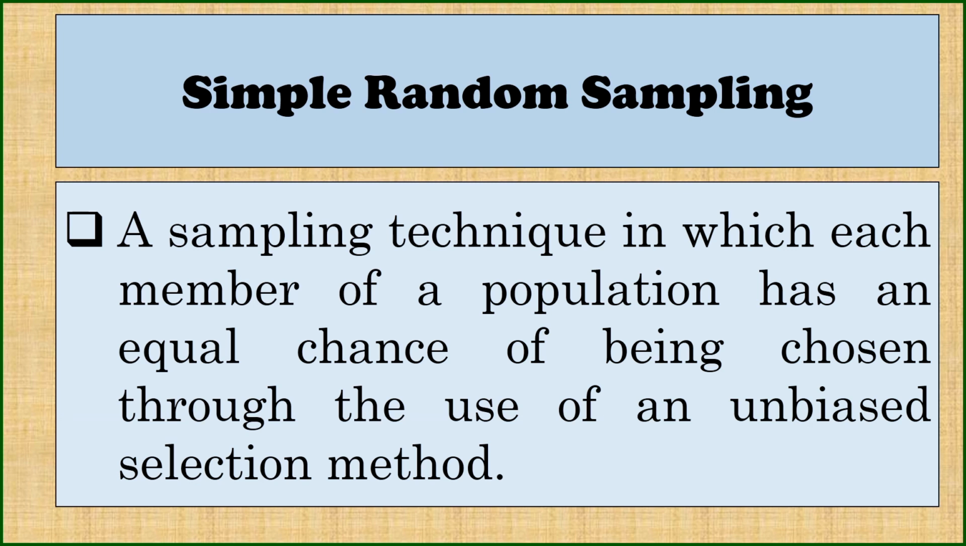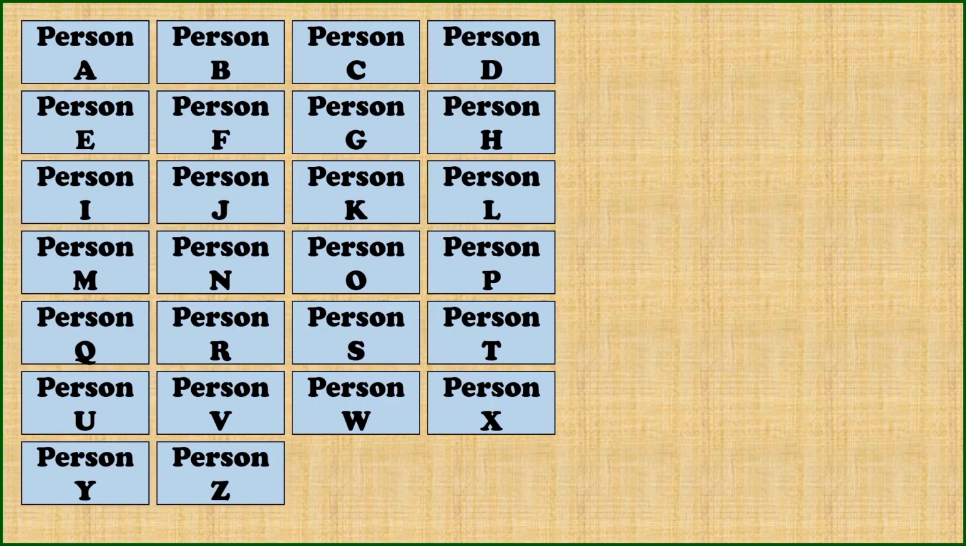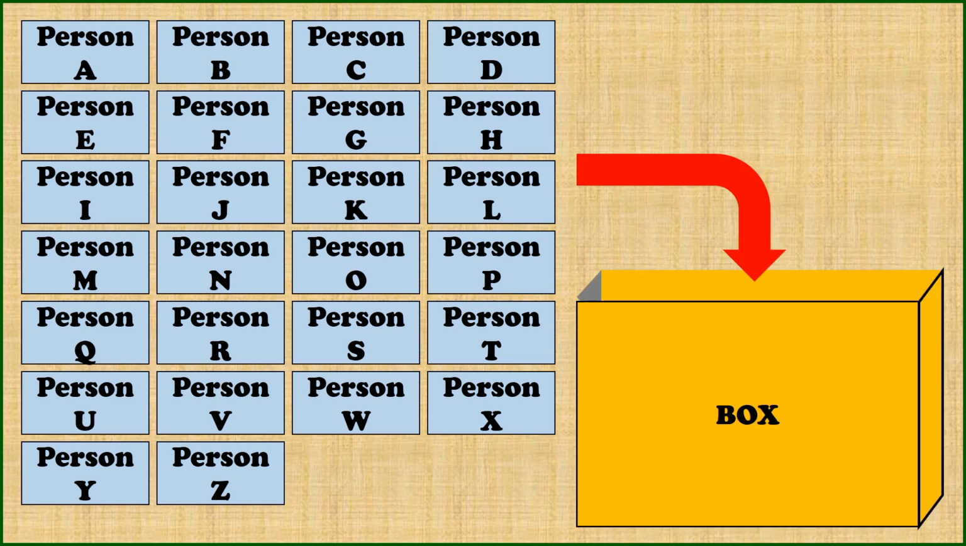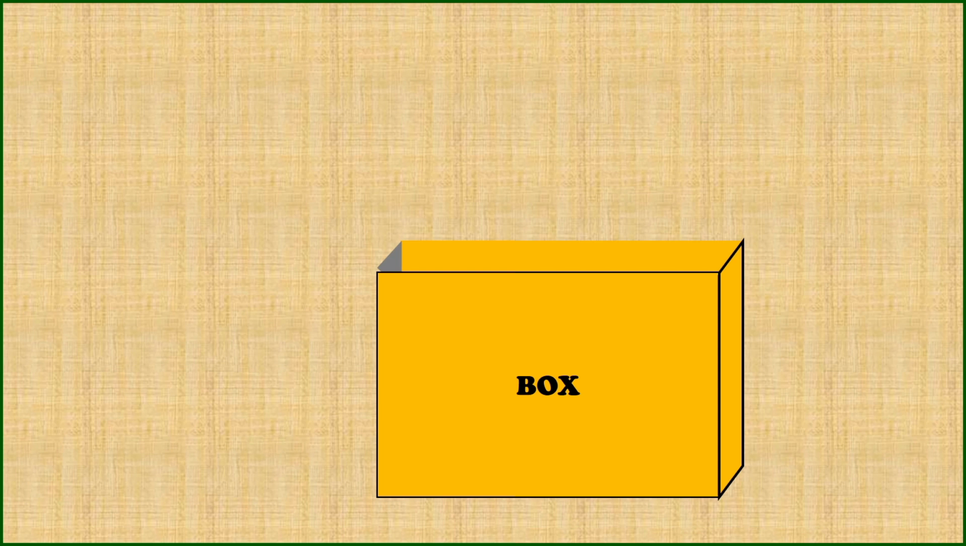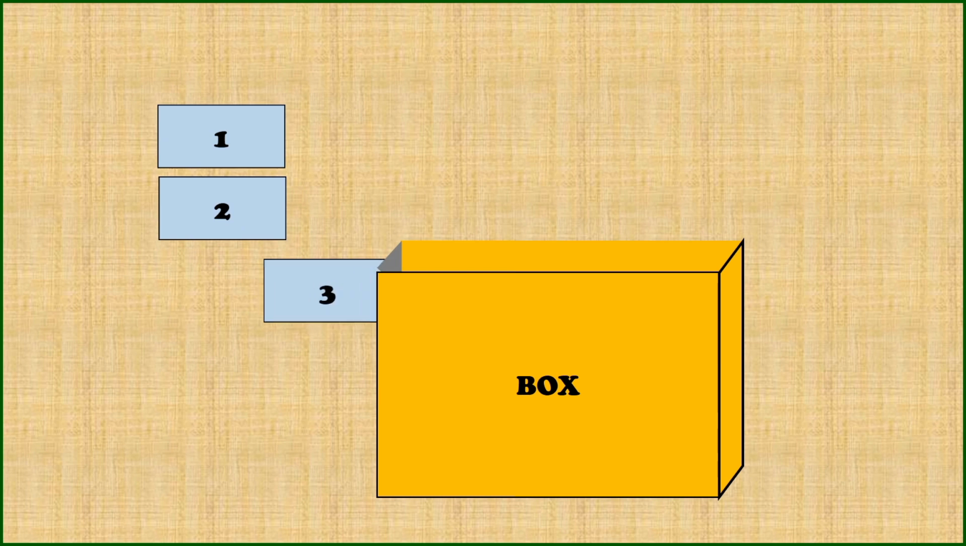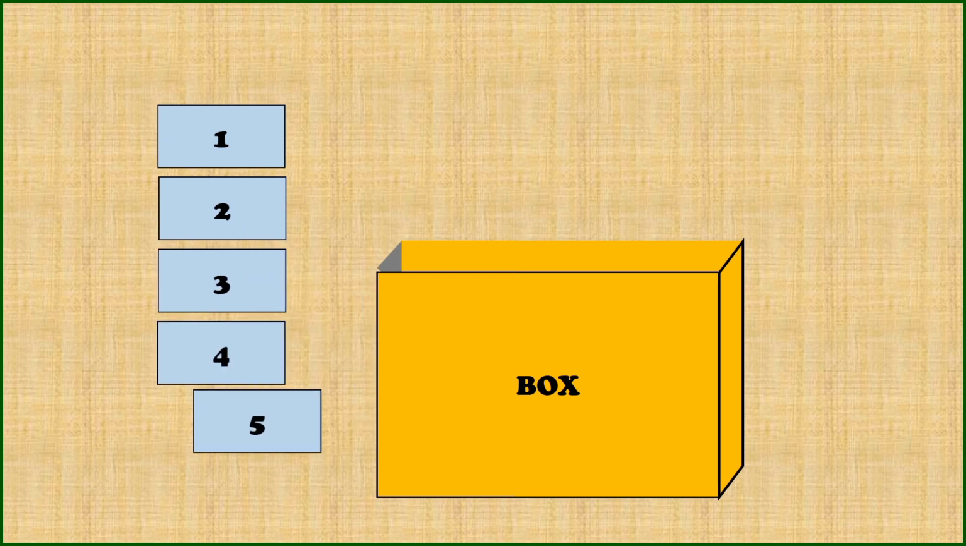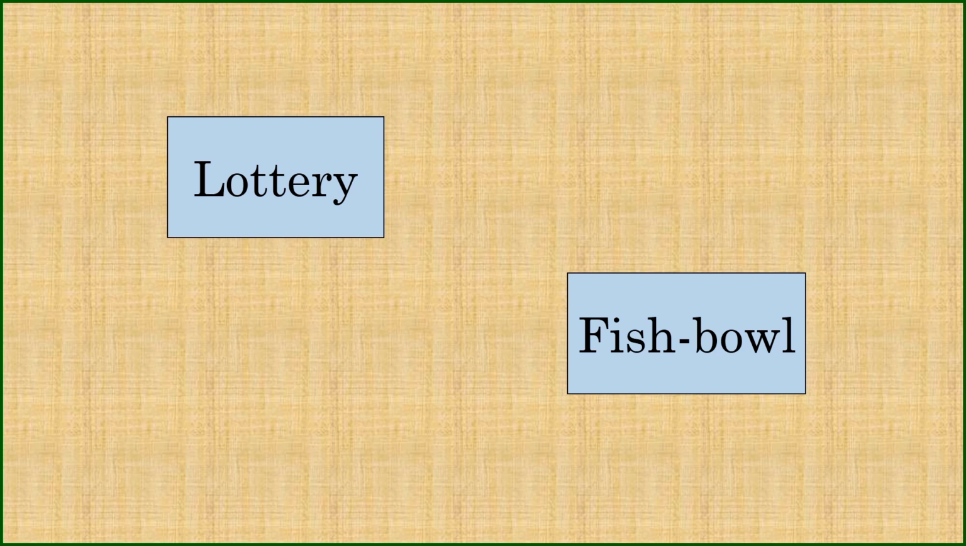Simple random sampling is a sampling technique in which each member of a population has an equal chance of being chosen through the use of an unbiased selection method. For example, your population is 26, represented by person A to Z, and you are going to choose 5 persons for your sample. Write the names on pieces of paper and put them inside a box, then without looking, randomly pick 5 names. You can pick the names one by one or 5 names at the same time. This is the same as the fishbowl method. There is also a popular simple random sampling technique, which is the lottery method.